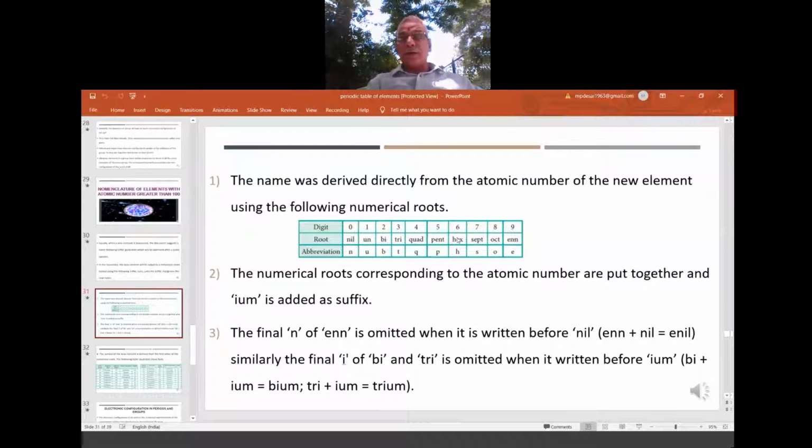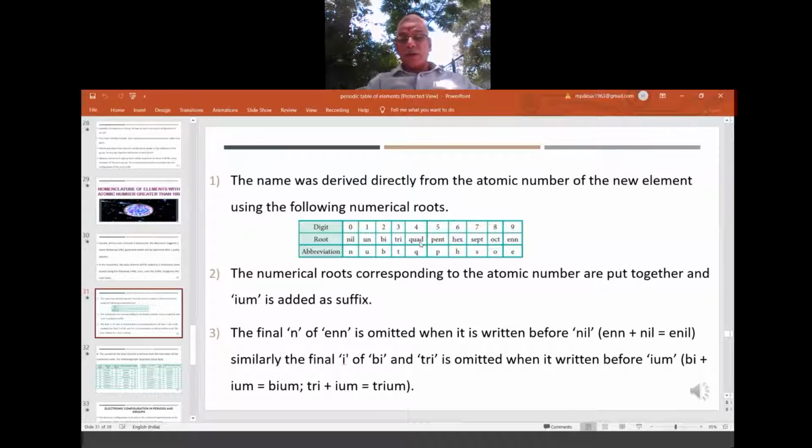These are what we made for 0 to 9. And the abbreviations, the short forms, symbolically: for nil, the first letter N; un, U; bi, B; tri, T; quad, Q; pent, P; hex, H; sept, S; oct, O; en, E. These are the symbols. They are the root naming. Now, for example, how to name?